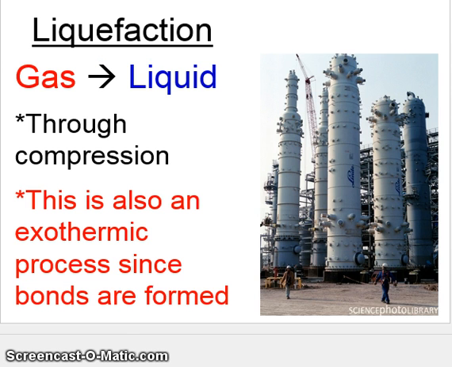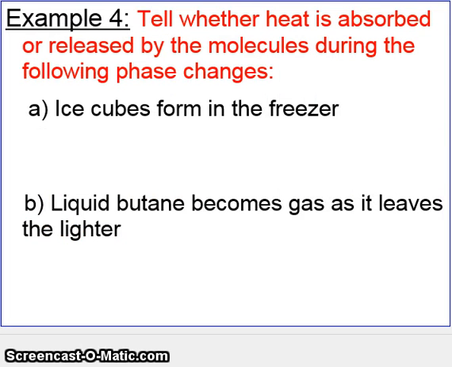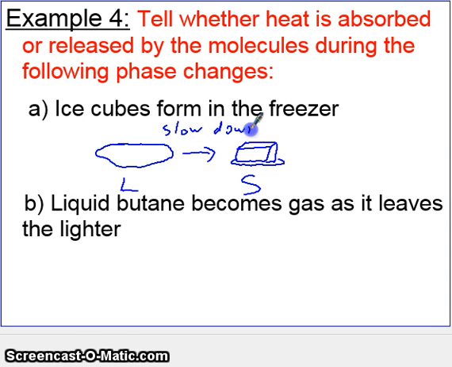All right, so let's go ahead and do an example problem, and we'll finish the lesson. The example problem says, tell whether heat is absorbed or released by the molecules during the following phase changes. Ice cubes form in the freezer. Now this is strange because you think the freezer is very cold, and it is cold, but when water goes from a liquid to a solid, here you have your ice cube, the particles have to slow down. In order for them to slow down, they must release energy. This is very strange, but true.